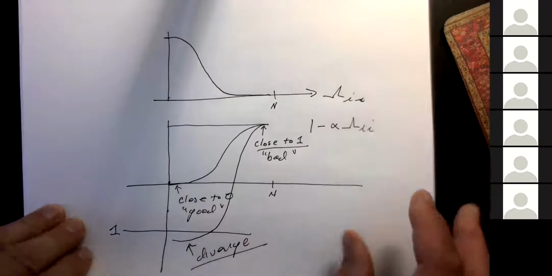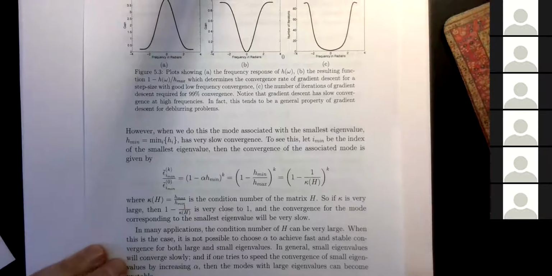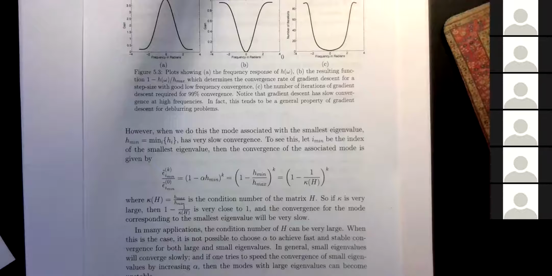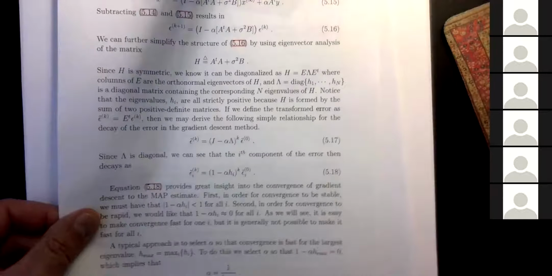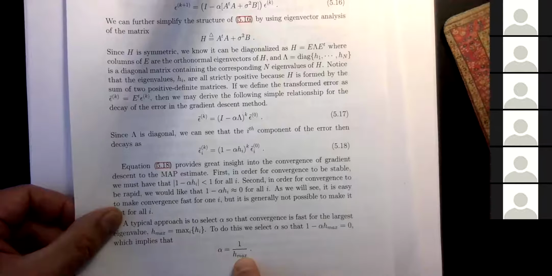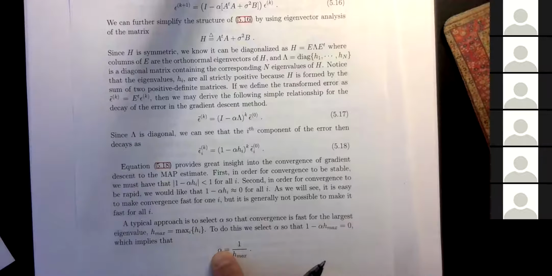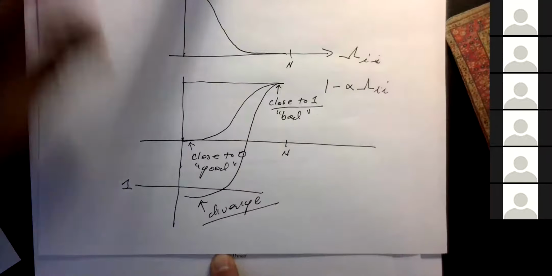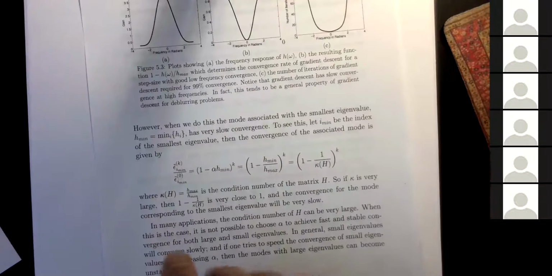So the problem with gradient descent is you can't set a value which is good all the time. There's no good value of the step size. It won't work in both cases. So here's the basic idea. Usually, what you do is you set the step size to be 1 over the largest eigenvalue, because that ensures that your convergence at the largest eigenvalue is fast. But then at the small eigenvalues, the convergence will be slow. And if you try to crank it up, the thing will oscillate.